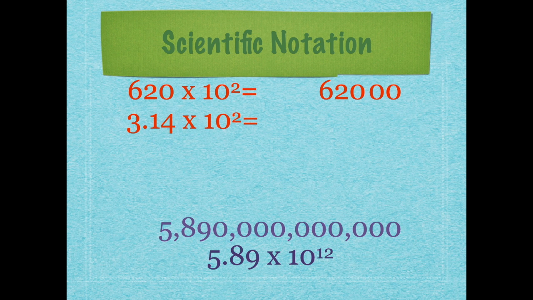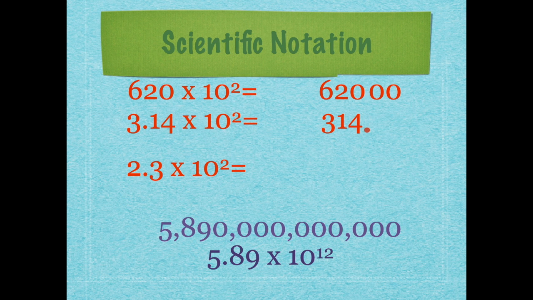3.14 times 10 to the second power. So I know I'm going to have a 3 and a 1 and a 4 in my answer, but now I need to find where the decimal is and move it 2 spots. So my answer is 314. So 3.14 times 10 to the second power is 314.